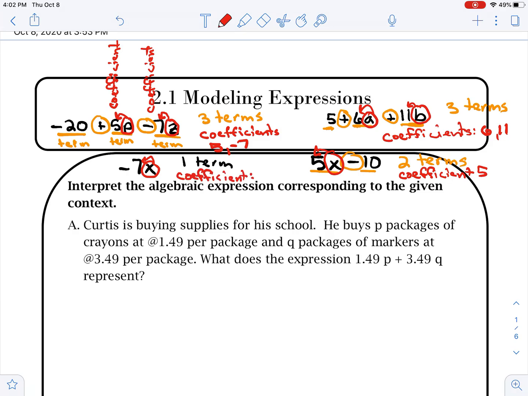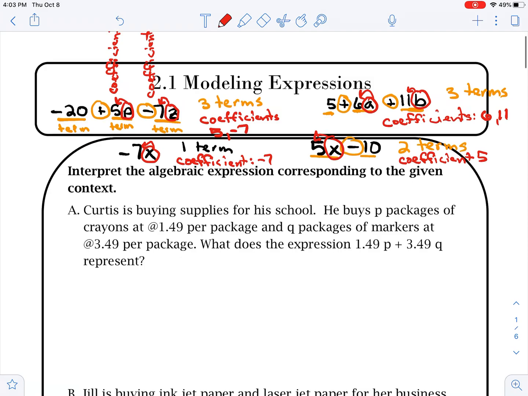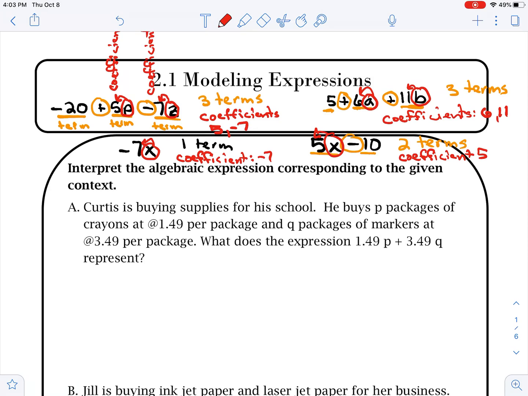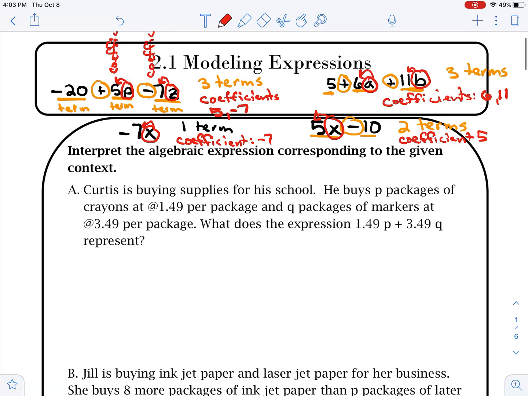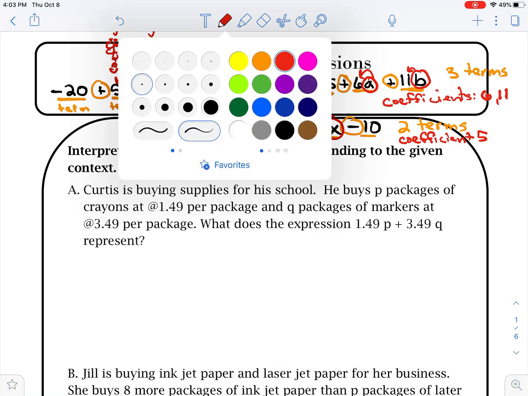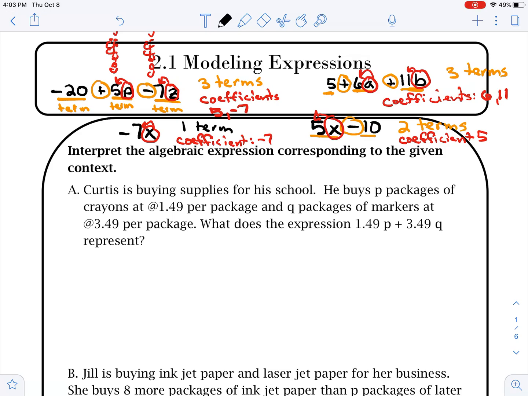So I want to go through that because you're going to hear about terms and coefficients throughout the rest of the book as we move forward. Next, we're going to interpret the algebraic expression corresponding to the given context. We just want to write an expression for what we're trying to identify. Curtis is buying supplies for school. He buys P packages of crayons at $1.49 per package. Remember, per means we're going to multiply. And Q packages of markers at, again, a price per package.